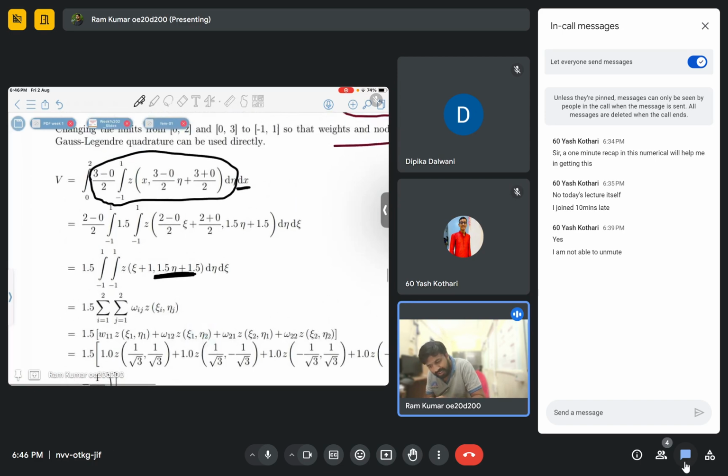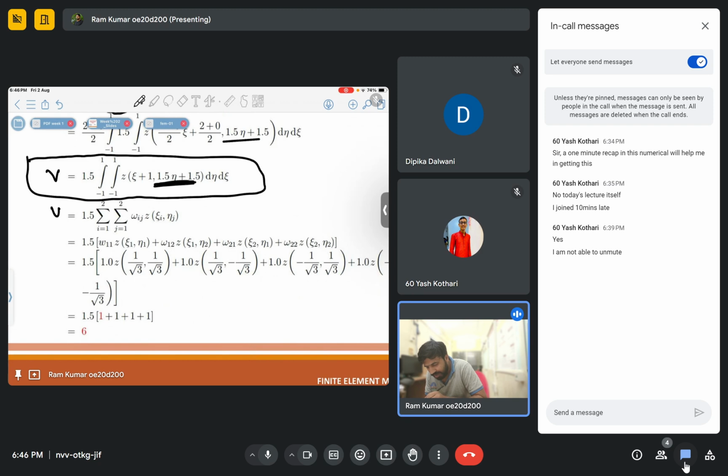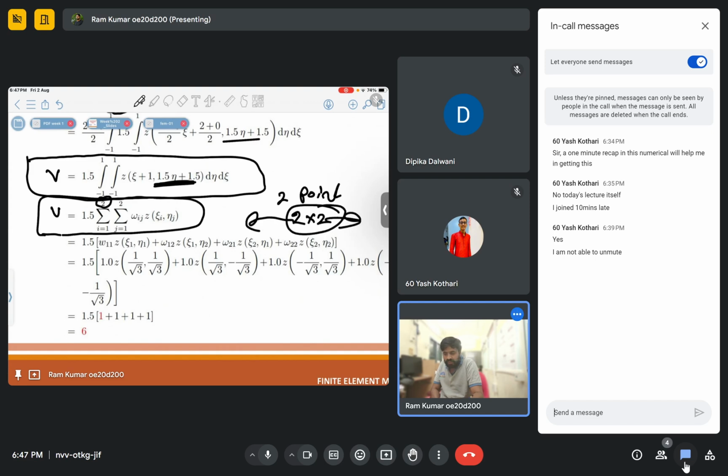Then after converting this limit, we will convert the dx limit: b minus a by 2 eta plus b plus a by 2, from minus 1 to 1. Now we are not touching this one. After all these operations, finally our volume integration will look like this: 1.5 times the sum over i equal to 1 to 2. Why are we putting 1 to 2? Because we are doing the 2-point rule. If we use 3 points, it will be 3. Here they are saying 2 cross 2, which means 2 in the x direction and 2 in the y direction also. So we are going to use the 2-point rule.